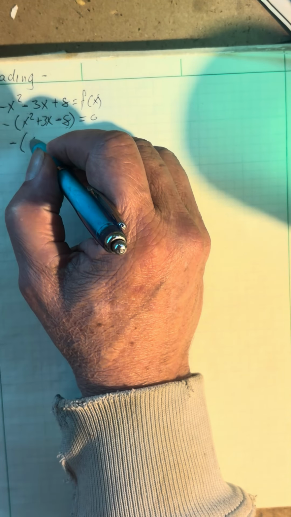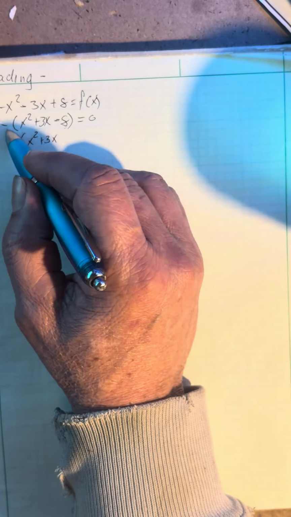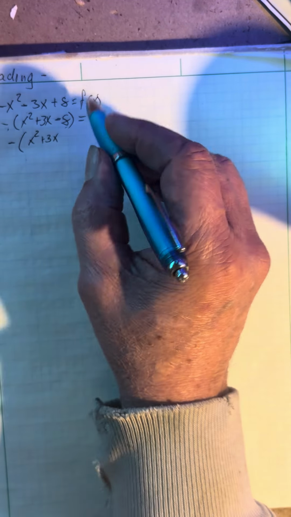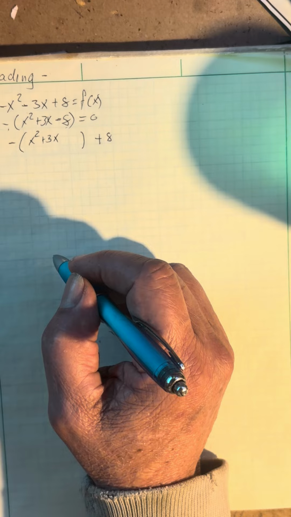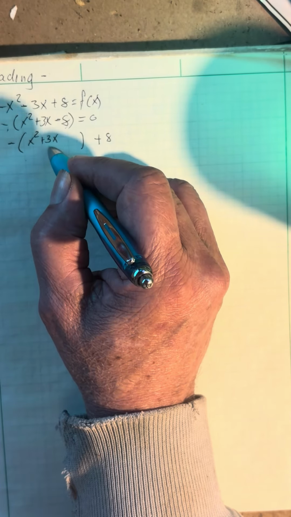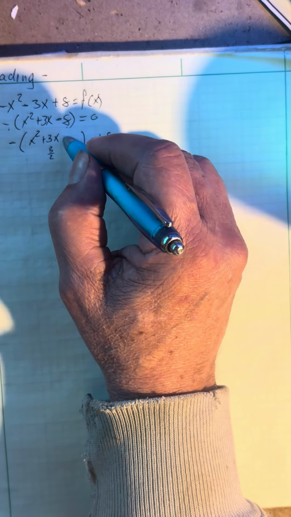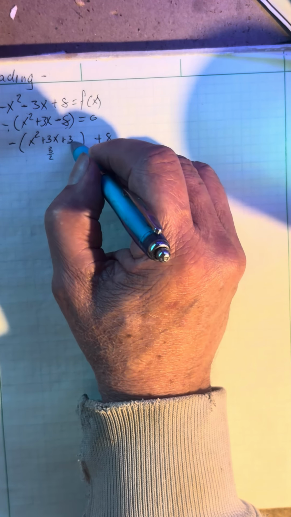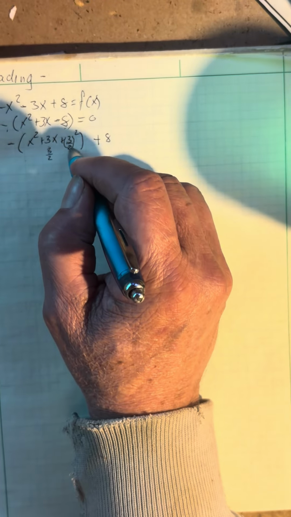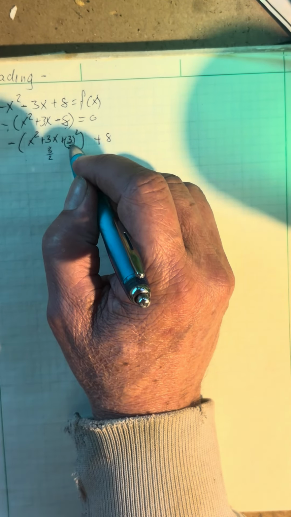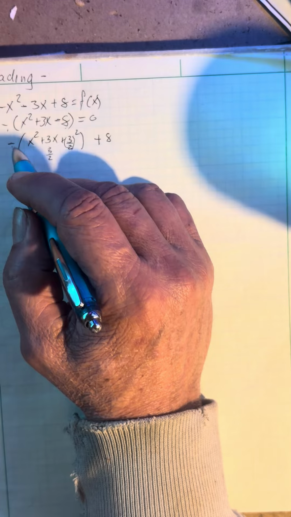So how do we take it out? We have to multiply it by -1, and we put it outside here. Then we find half of 3, which is 3 halves, and we square it. But because we added this, we have to subtract on the other side. But there is a negative here.